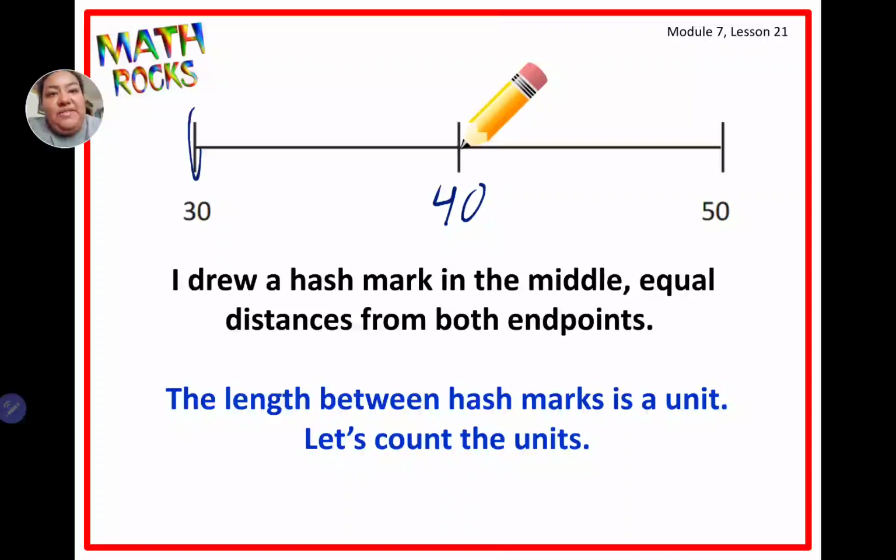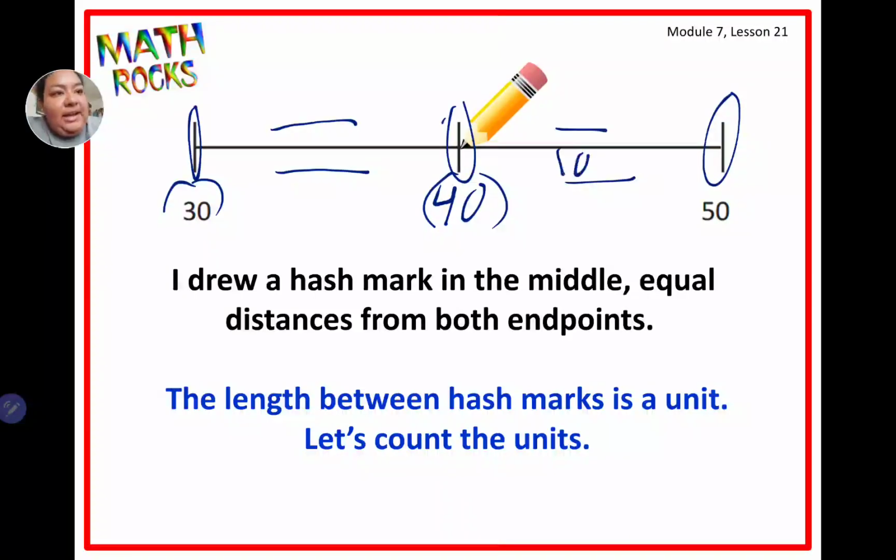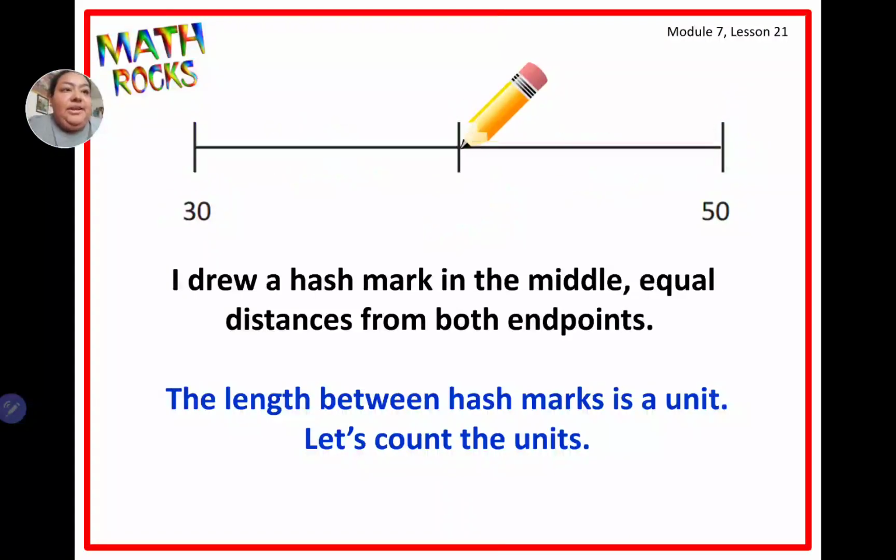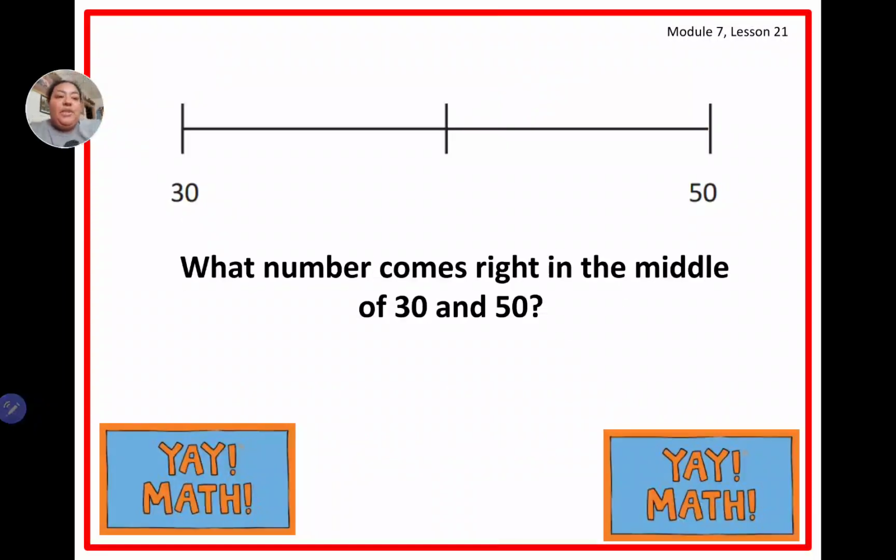So each one of these is actually called a unit. Okay, so if I count the units, I have 1, 2, 3 units. But when I count it with these numbers, I have 30, 40, and 50. So in between, I have 10. Okay, so what number comes right in the middle of 30 and 50? Well, 40.